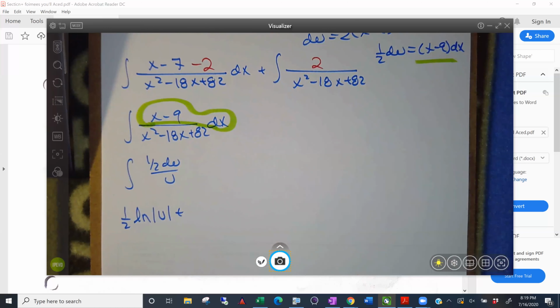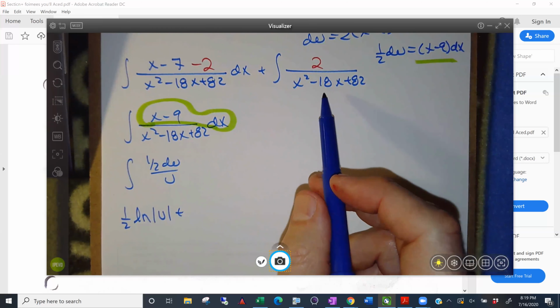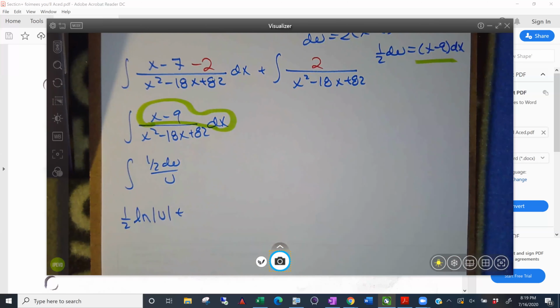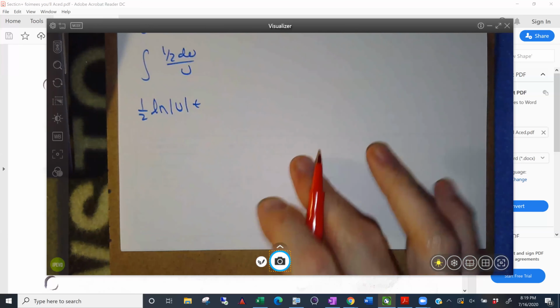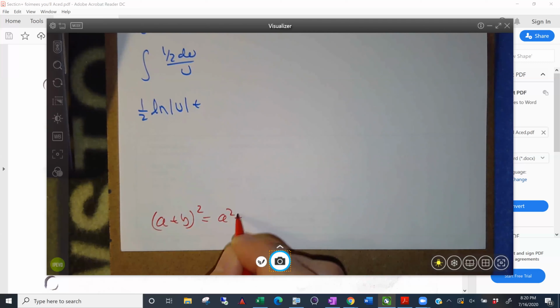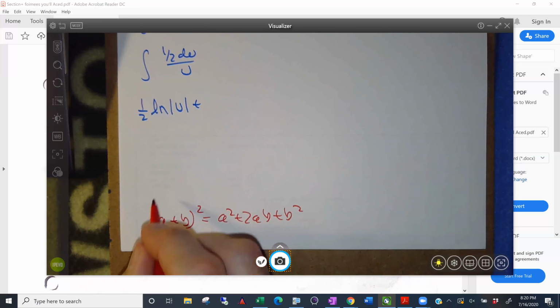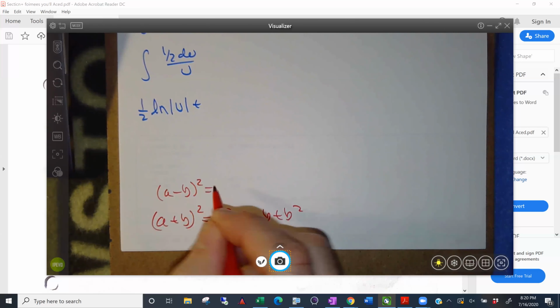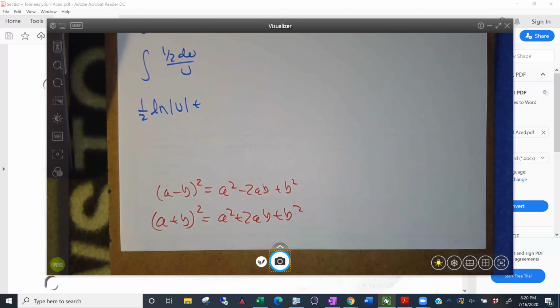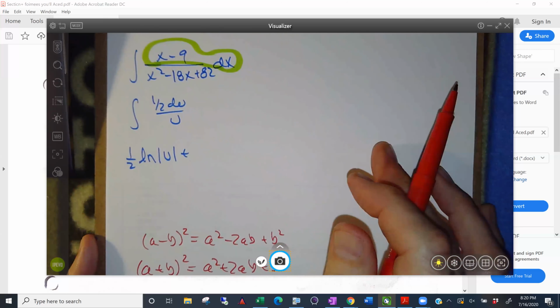This one's going to be a little bit more work. What does catch my attention on this one is that this is close to a perfect square. Remember what a perfect square is. A perfect square would be something like this. Let me write it down here at the bottom. (a + b) squared is a squared plus 2ab plus b squared. Or in our case, (a - b) squared is a squared minus 2ab plus b squared. So it almost fits that pattern.